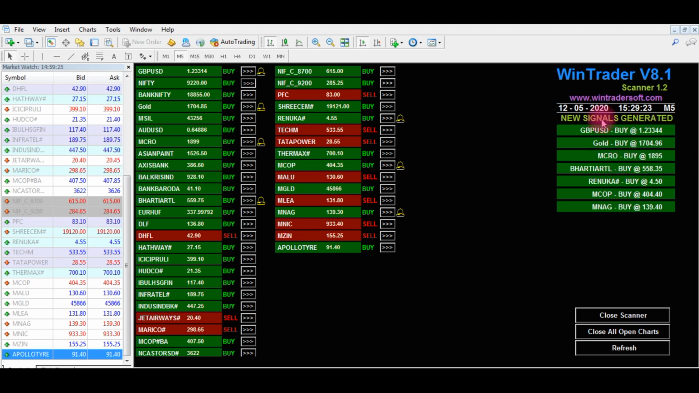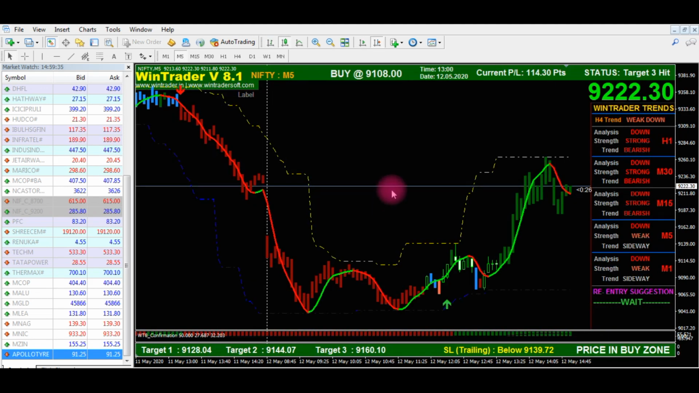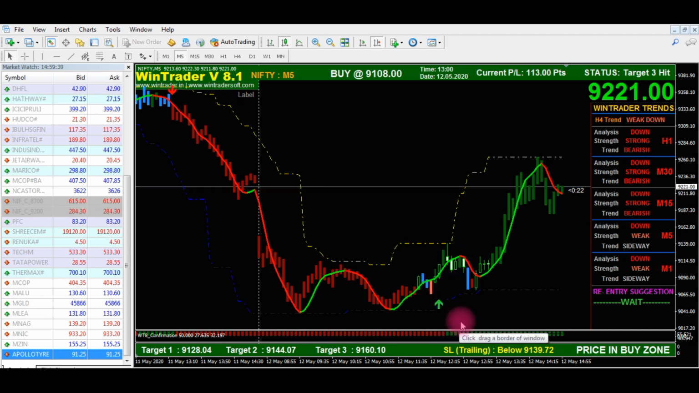It will also give you an alert from here itself. If any new signal is generated, you will get an alert. Then simply go to the chart. If you want Nifty, just click on the Nifty chart, on this arrow mark, and the Nifty chart will open. So you can simply go to the chart, and if the confirmation is there, you can enter the trade. So this is how we can trade with WinTrader 8.1.